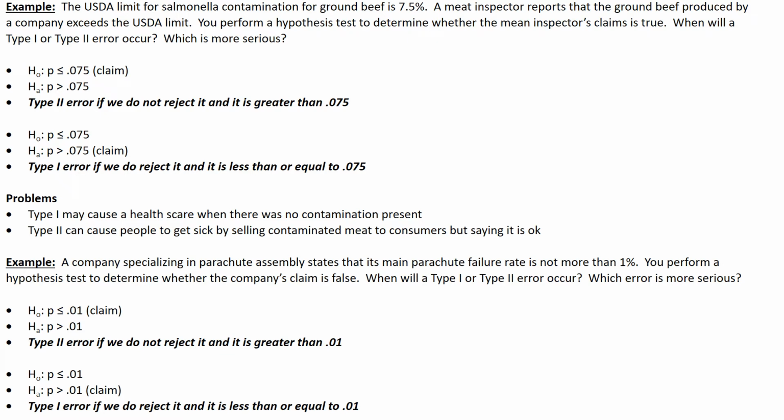The claim is it's less than or equal to 0.01, so that's the null hypothesis. The alternate is it's greater than 0.01. So it's a type 2 error if we do not reject it, and it is greater than 0.01. Type 2 error, we don't reject it, and what happens? The parachute doesn't open. On the flip side, if we reject the null hypothesis where it actually is not greater, and the alternate is greater than 0.01, well, then the company could have some problems because they're saying it'll fail when it really hasn't been.